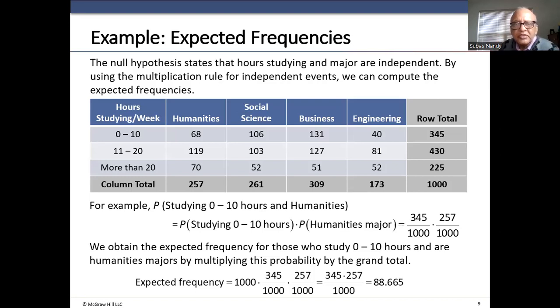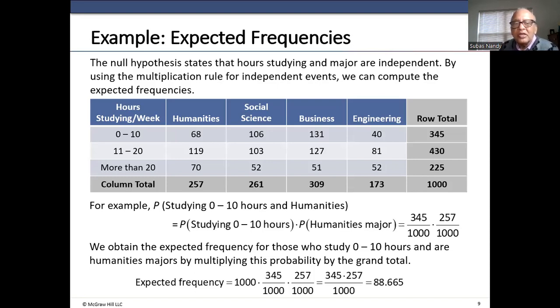The null hypothesis states that hours studying and major are independent. By using the multiplication rule for independent events, we can compute the expected frequencies, that is, if they're independent. For example, the probability of studying 0 to 10 hours and humanities. What percentage of the people are studying 0 to 10 hours? 345 out of 1000, because 345 is the sum of the first row. And what percentage of the people are humanities? The total of humanities, the first column, is 257 out of 1000.